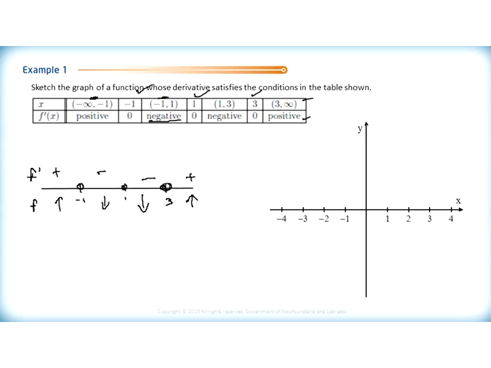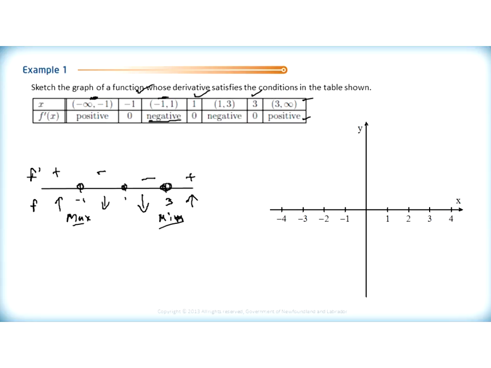Okay, so let's see what that means for our critical points. It means that at x equals -1, since we increase and then decrease from one side to the other, we're going to have a local or relative max value here. And at x equals 3, since we decrease and then increase, we're going to have a local or relative minimum value there.